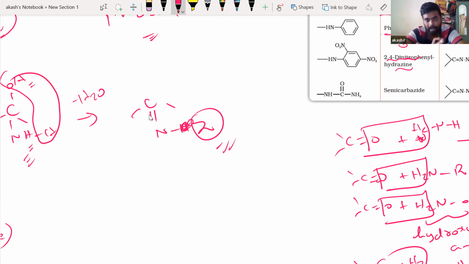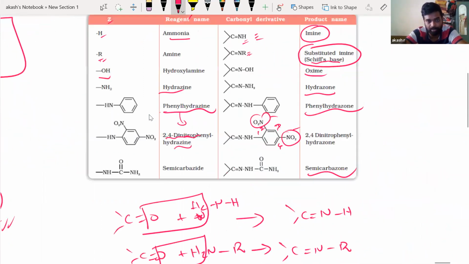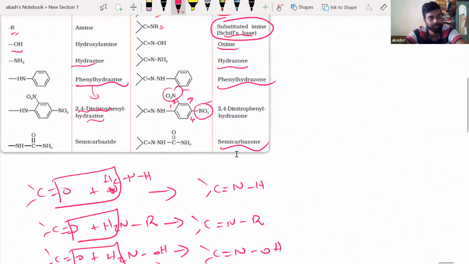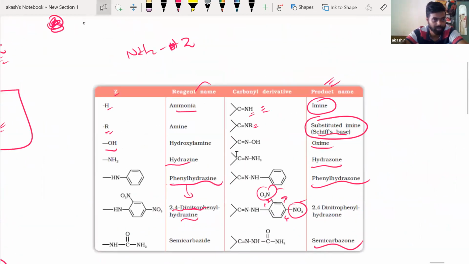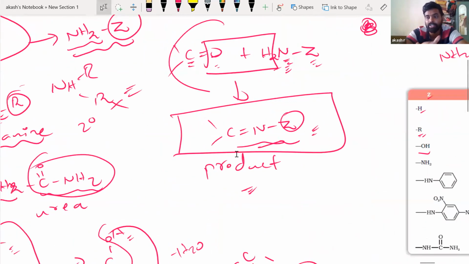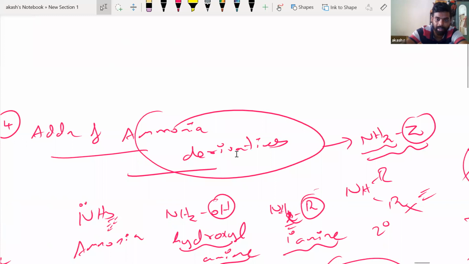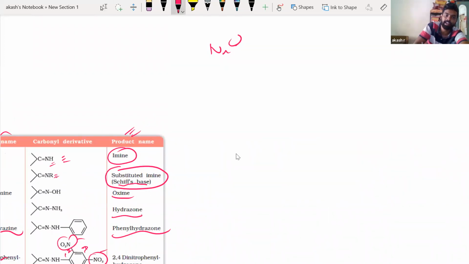Okay, so we understood the mechanism, the shortcut, and the different Zs along with their names and the product steps. Everything should be at your fingertips. That is about your addition of ammonia derivatives, and with this, all the nucleophilic addition reactions are done. So if I can just summarize, what are all the different nucleophilic addition reactions?